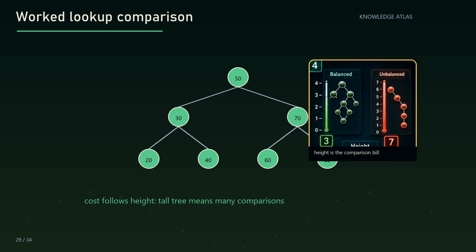Compare two shapes with the same keys. In the balanced tree, finding 40 may take 3 comparisons. In the fallen staircase, it may take 5 or 6. The values did not change. The code idea did not change. The shape changed the amount of work.